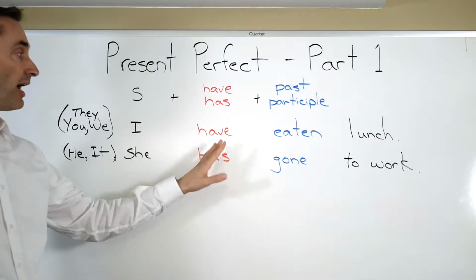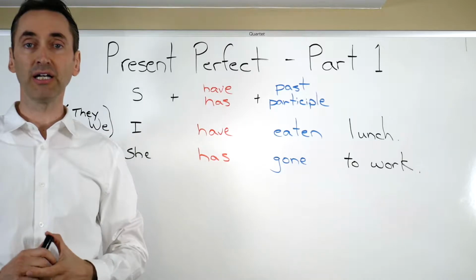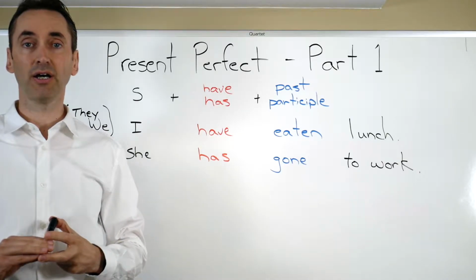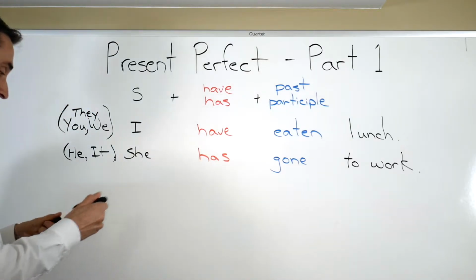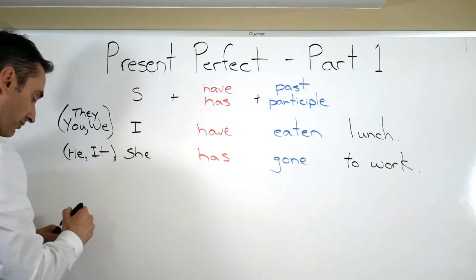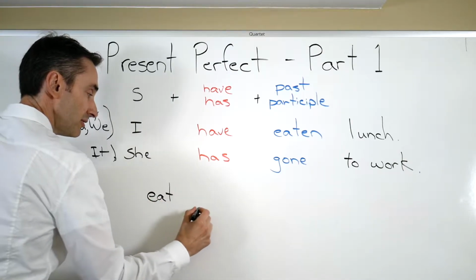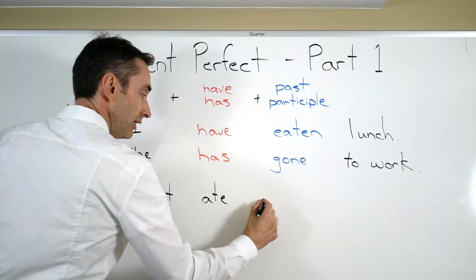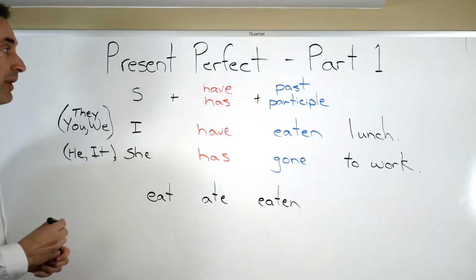So the subject and using have or has is quite easy, I think. The next part is a past participle. This is a new form of the verb we haven't touched yet. This form of the verb is the third form. So in this case we have eat. So eat is present, ate is past, and eaten is the past participle form.